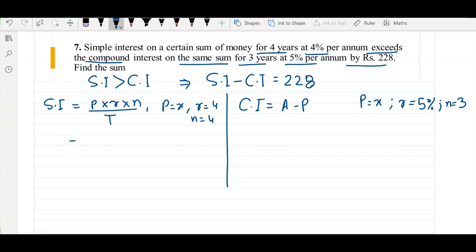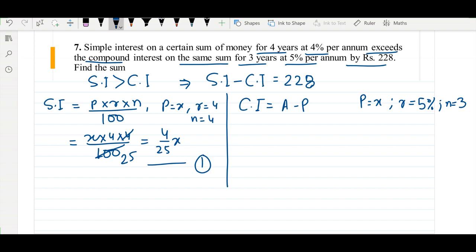So let's substitute the value. It is x into 4 upon, PRT by 100, sorry, I have written it as T. It is 100 upon 100. You can simplify it further. It would be 25 times, so it is 4 over 25 x. This is equation number 1.